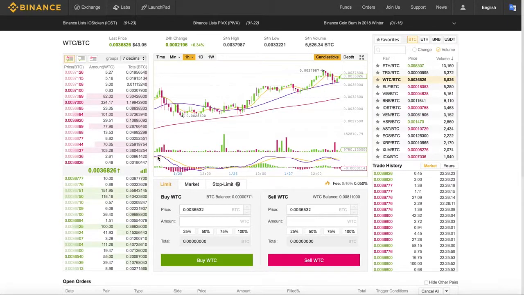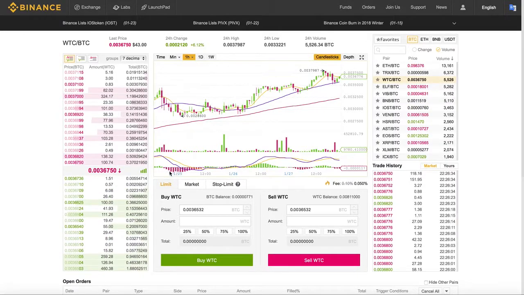Your MACD line is your blue line, your signal is the yellow line, and this green bar chart is the histogram. It's a momentum chart, right? So you can see how the momentum is, and then you can see where it shifts. Well, that correlates with the chart up here.